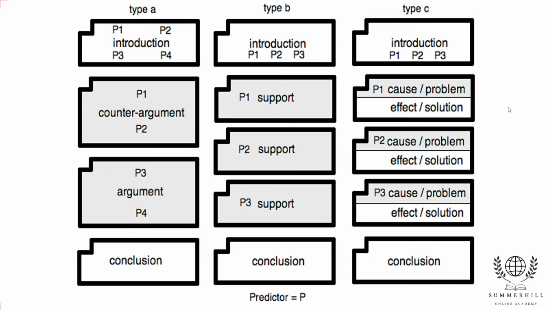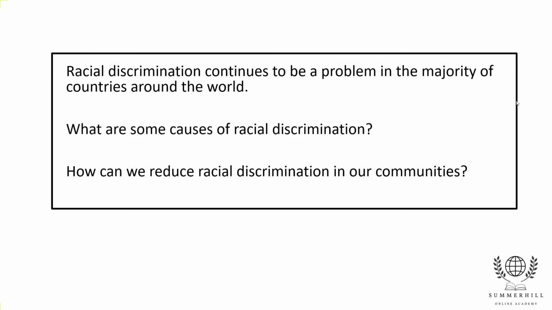And we're also going to take a look at a Type C essay, which can be very effective in some, less usual cases as well. So, for example, we can see a question like this. Racial discrimination continues to be a problem in a majority of countries around the world. What are some of the causes of racial discrimination? And how can we reduce racial discrimination in our communities? Now, for this question, we're asked about the causes, and we're also talking about the solutions.